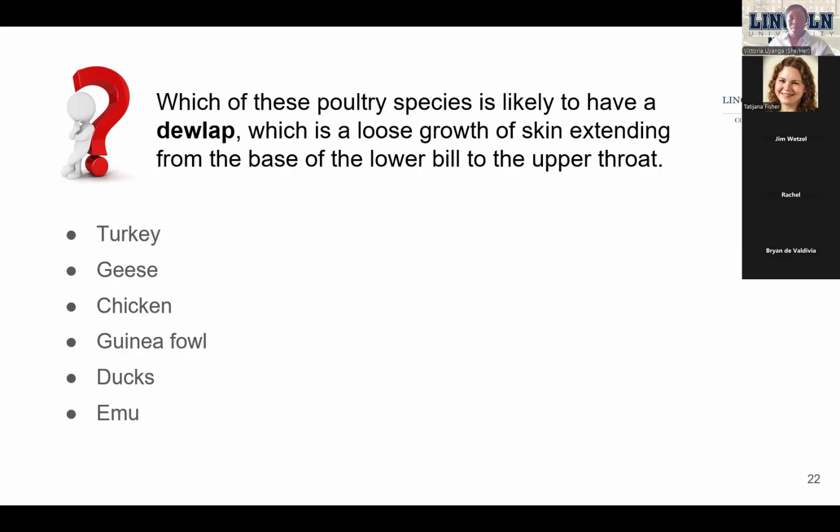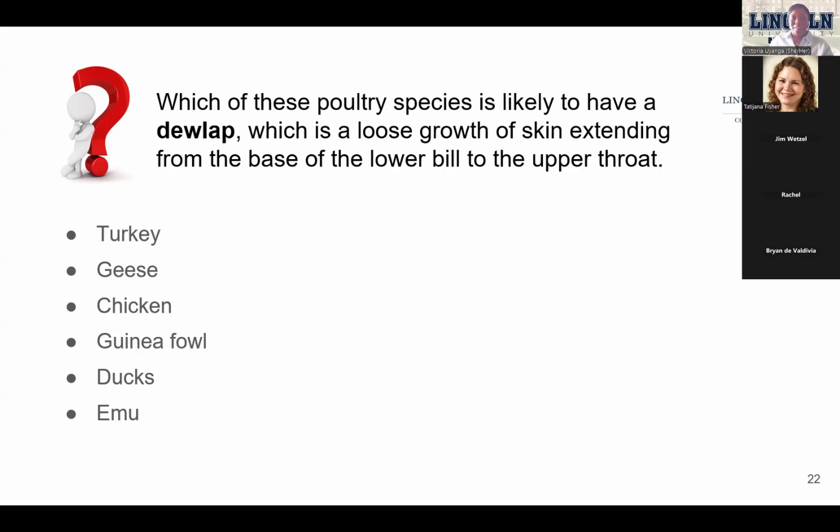Now, this is where you go into the chat box and let's see how many of you have been following so far. So which of these poultry species has this characteristic feature known as the dewlap? We're going to give a few seconds and I'll be looking at the chat box to see what suggestions we have. I would have loved to use a poll for these, but turkey, geese, okay. Okay, we have 3 for turkey, 2 for geese.